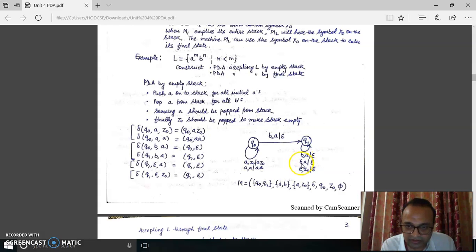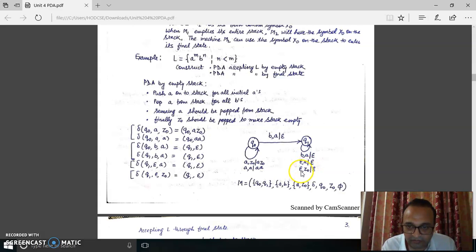Now there is another transition. This epsilon means now the string is exhausted. There is no element left on the input tape. Certainly there must be some A on the top of the stack. What we are doing? We are popping those A. Suppose there are again some A on the top of the stack, again we are popping them. It means for all the remaining A in the stack, we are popping all those A's.